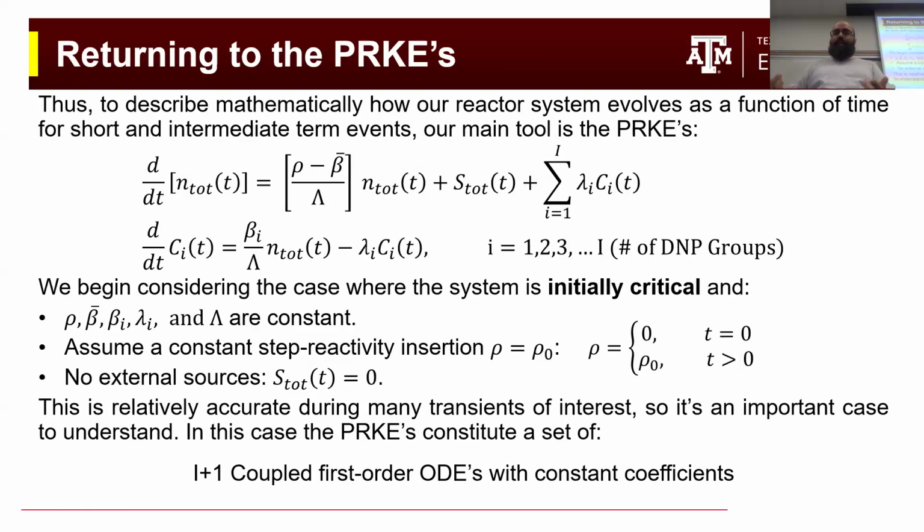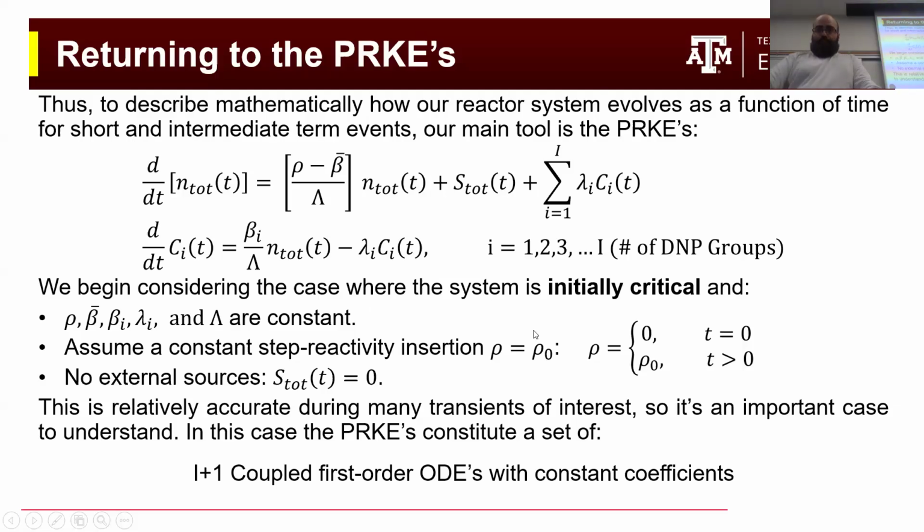So, getting back to the point kinetics equations, these are going to be our main tool for understanding time dependence, at least in the short and intermediate time. These are the equations, and we're going to start analyzing them in a case where the reactor was initially critical. We're going to assume that all of the terms that aren't the number density or the precursor density are constant.